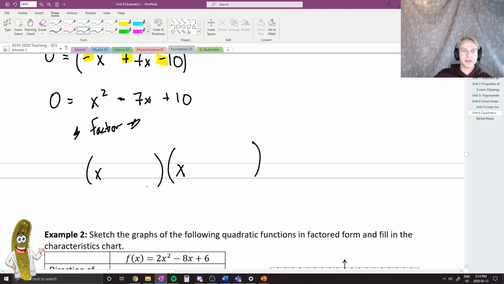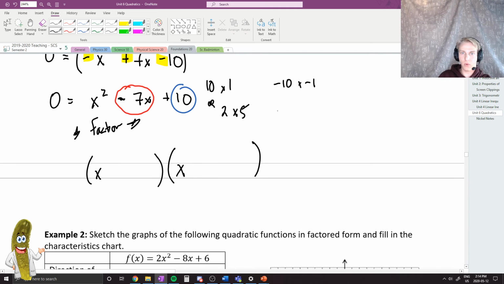And then the other thing I need to figure out is two numbers that when multiplied will equal 10. That means I have two options: 10 times 1, or 2 times 5. And then the last consideration is that I want those two numbers to add to -7. So that means I also have an expanded number of choices. I could also do -10 times -1, or I could also do -2 times -5.